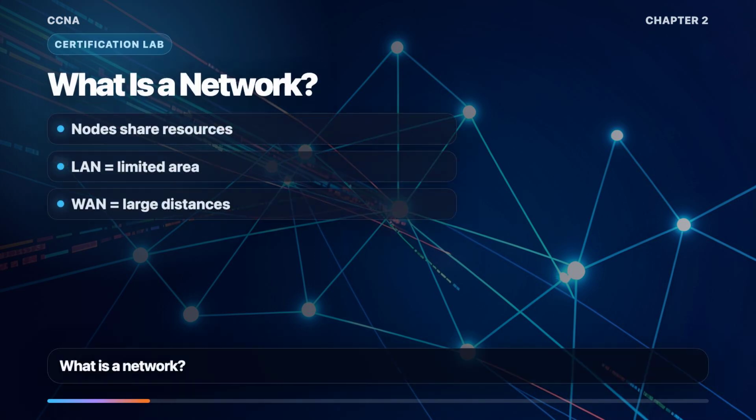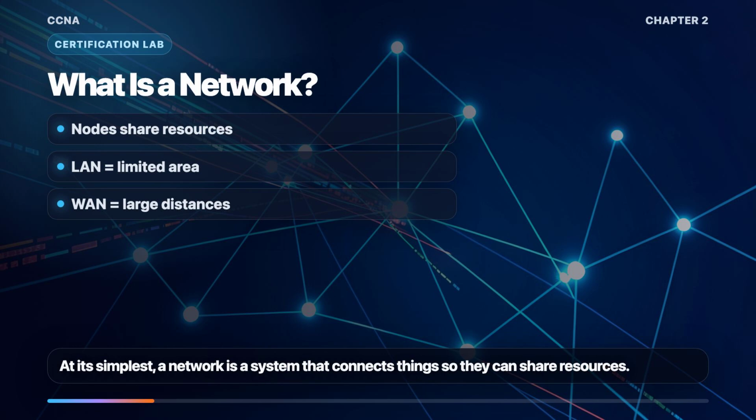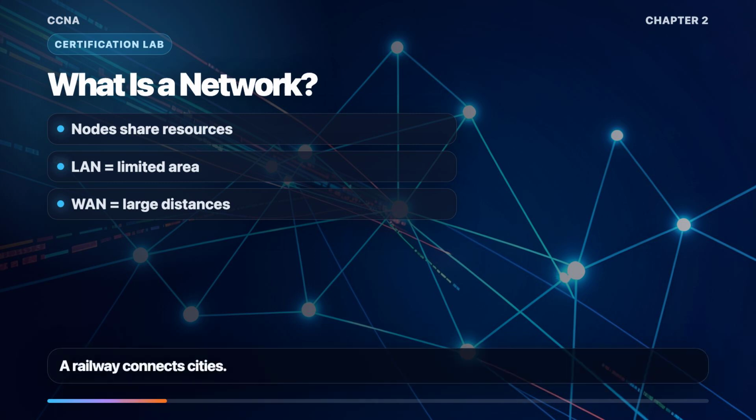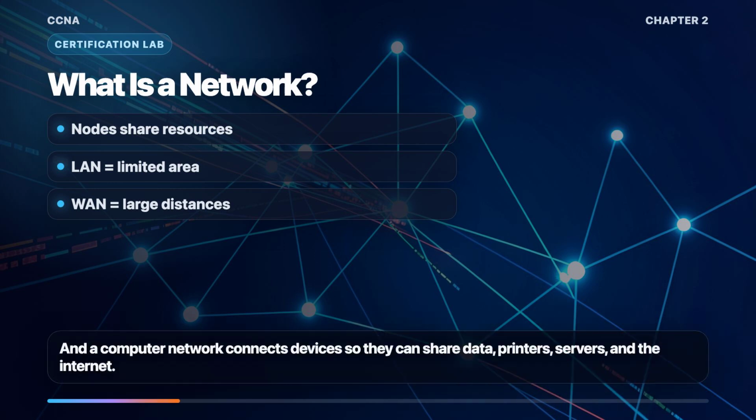What is a network? At its simplest, a network is a system that connects things so they can share resources. A railway connects cities. Your blood vessels connect organs. And a computer network connects devices so they can share data, printers, servers, and the internet.